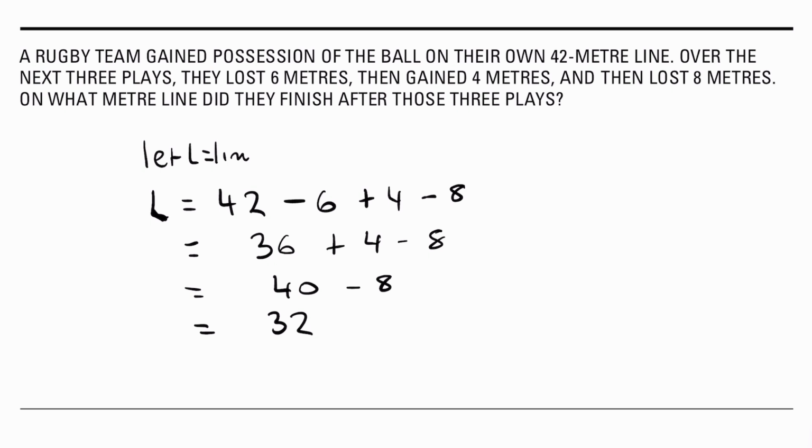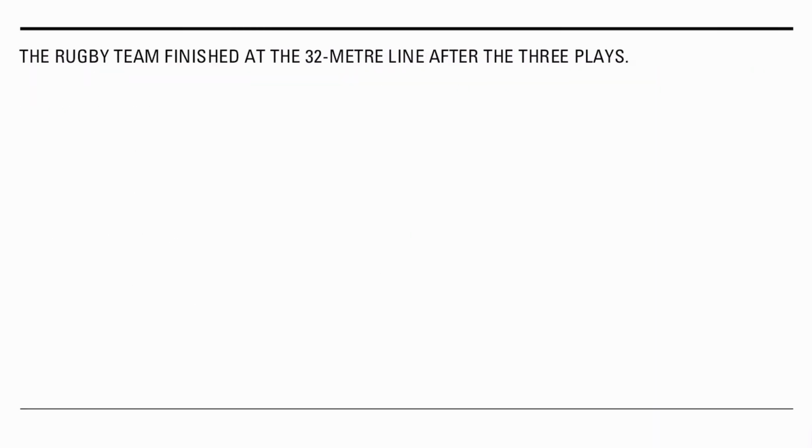And so therefore you could say something similar to, after the next 3 plays, they ended on the 32-meter line. Something similar to that. So the rugby team finished at the 32-meter line after the 3 plays. So something nice and simple, but that does answer the question.